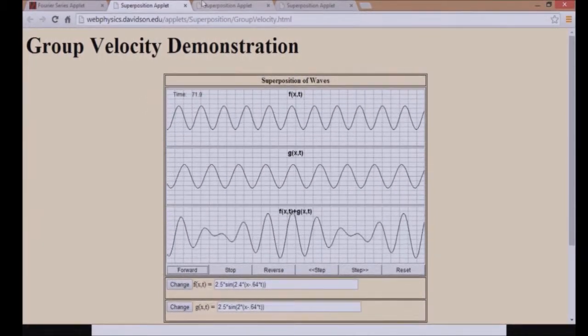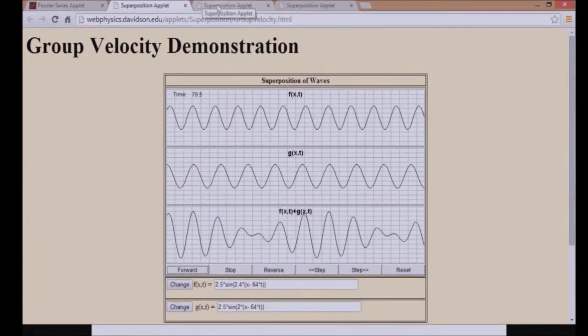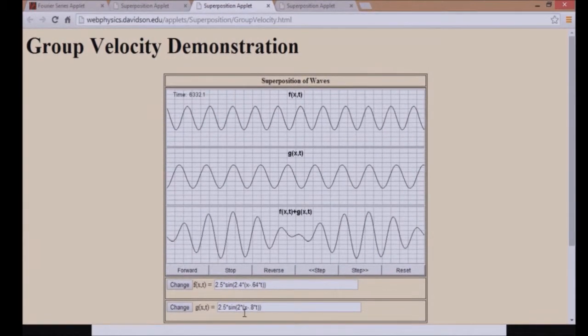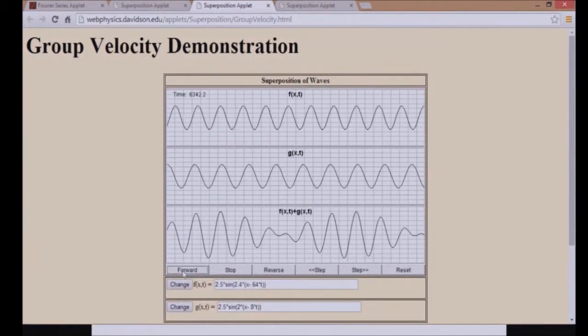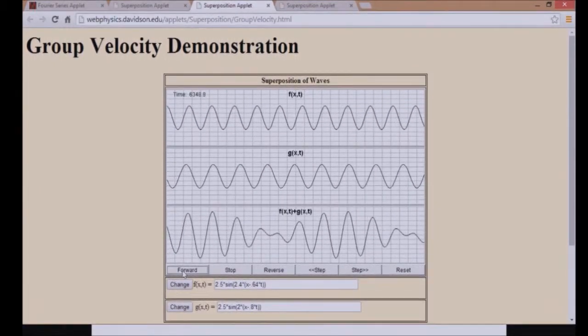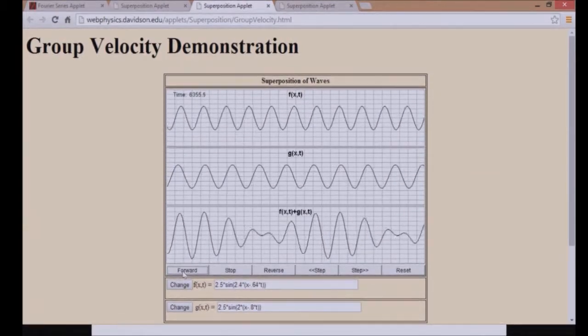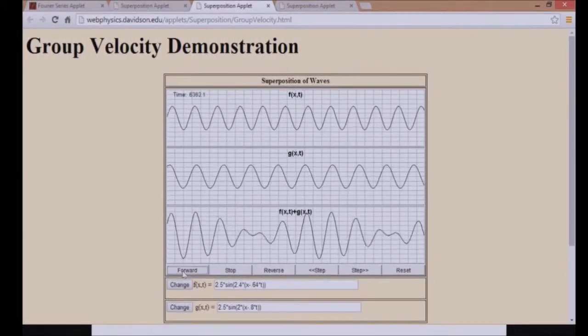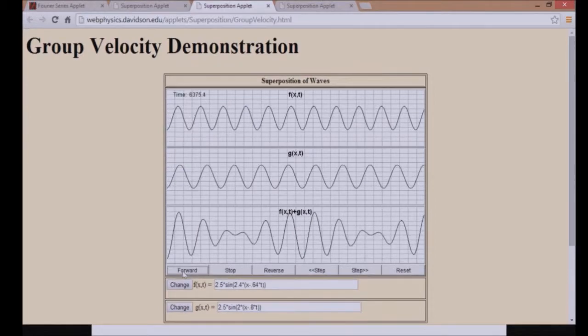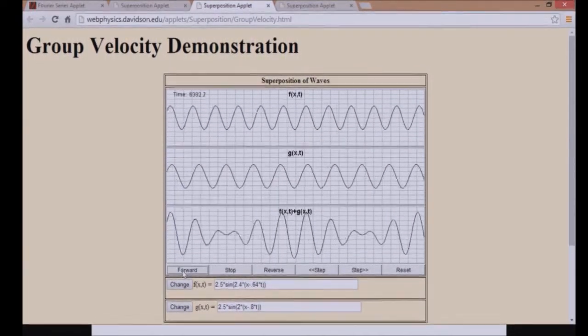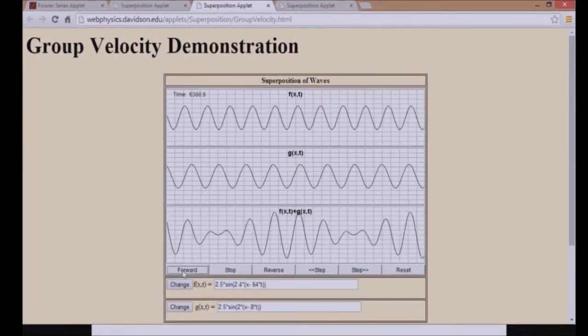Because it's hard for me to type while looking at the screen, I set up another tab here. Let's imagine now that the k vectors are relative to one another the same as they were in the last tab. But now what I did is I changed their relative speeds. Ready to see what happens? Whoa. Okay. So what you see here is that the carrier wave, the high frequency signal, is moving at a different speed than the wave packet. It's moving at a different speed than the envelope.